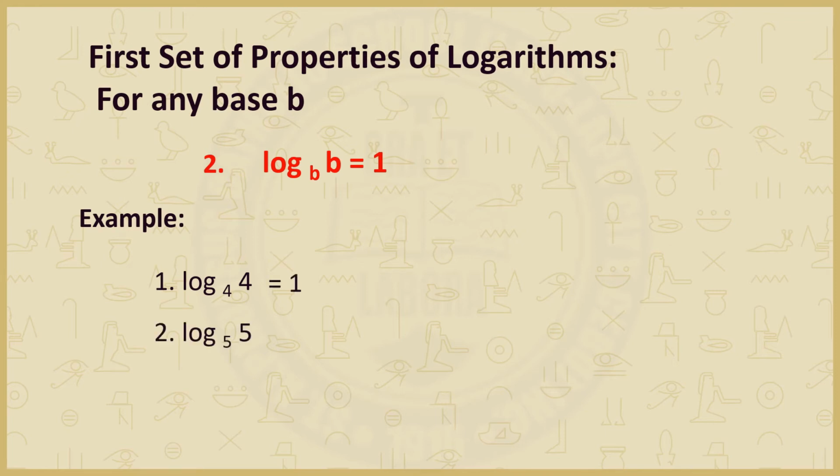The logarithm of 5 to the base 5 is equal to 1. What makes this logarithm equal to 1? It is because when we transform this property to exponential form, it will become b raised to 1, and its result is b. When we transform the logarithm of 4 to the base 4 equals 1 to its exponential form, it will become 4 raised to 1 equals 4. When we transform the logarithm of 5 to the base 5 equals 1 to its exponential form, it will become 5 raised to 1 is equal to 5.